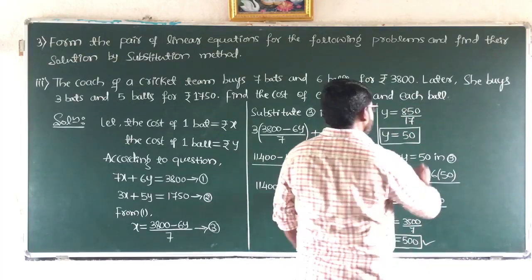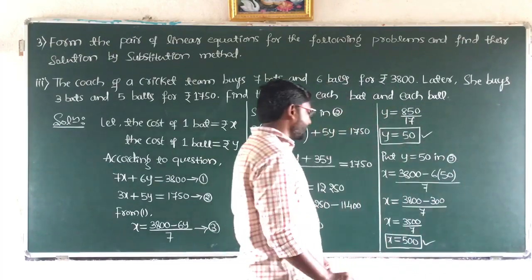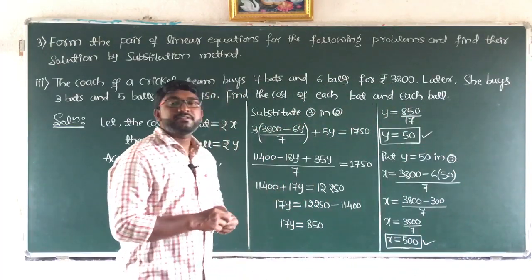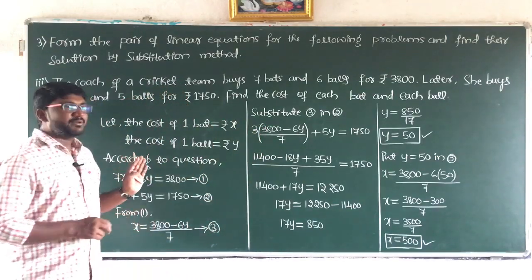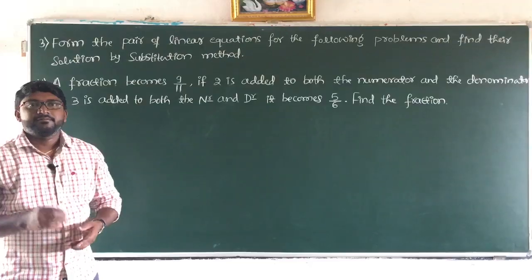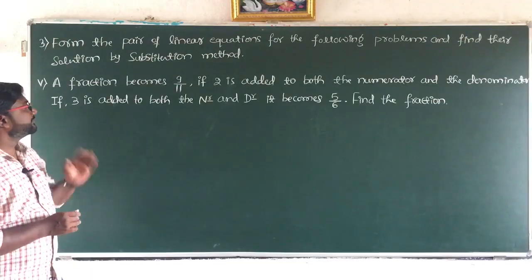And this is the value of y. So the cost of one bat is 500 rupees and the cost of one ball is 50 rupees. So this is all about the third sub question. Well, take the fourth sub question as an assignment.